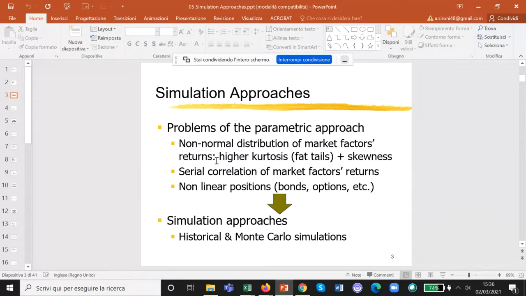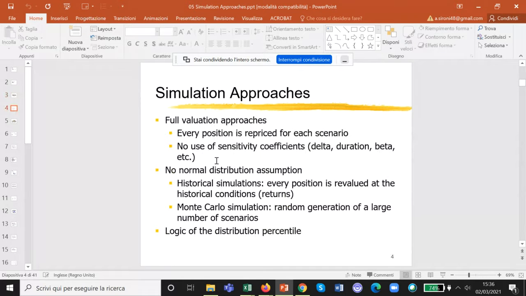So one way is historical simulation, the other one Monte Carlo simulations. So first of all, one common feature is simulation approaches are based on full valuation, okay? So every position is repriced for each scenario, and we're not using sensitivity coefficients. That's very important, okay?